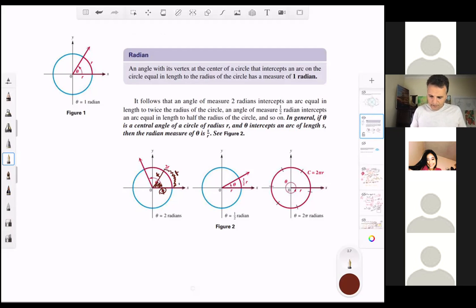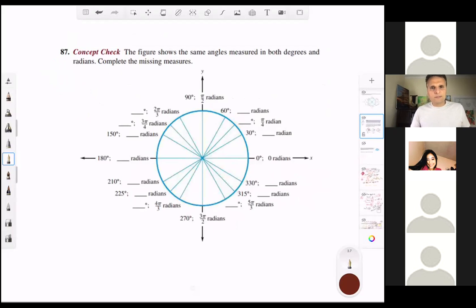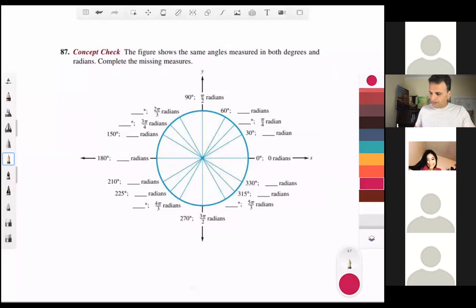We learned from here, 0, we go to pi half, which is 90. We go to pi, we go to 3 pi half and 2 pi. So now on this unit circle, we learn how to convert them. This unit circle is something that you should know.